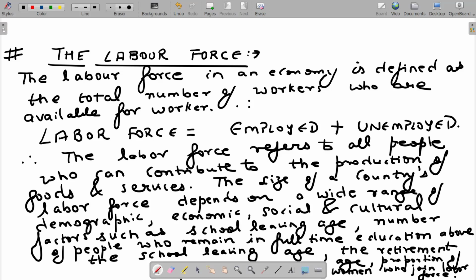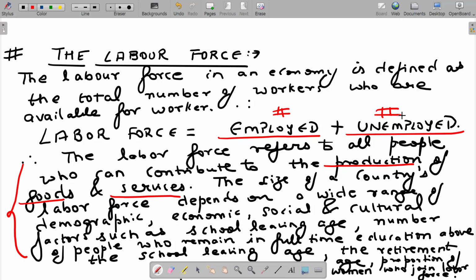If a country has a higher proportion of women who join the labor force, that country will obviously have a higher labor force. So if I sum up, this whole paragraph basically talks about the fact that labor force includes all those people who are willing to work and are available for work. They include both employed workers as well as unemployed workers, because both of them have the potential to contribute to production of goods and services. It's just that employed people are lucky enough to get a job, unemployed people are still looking for a job, but both are willing to work.